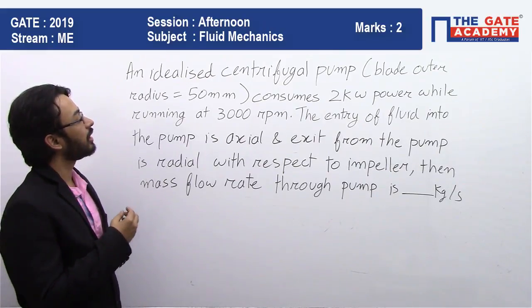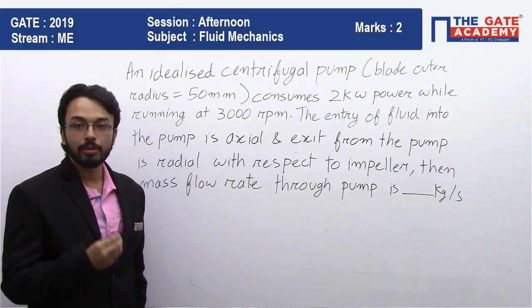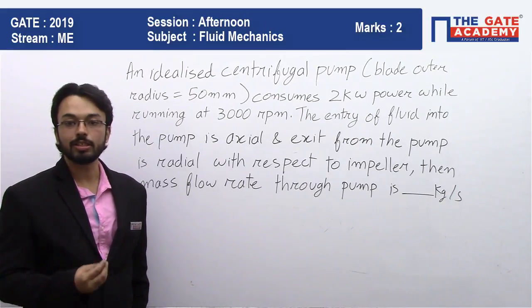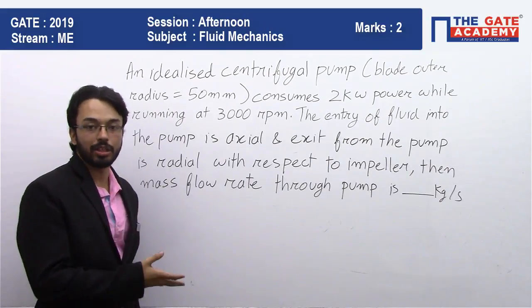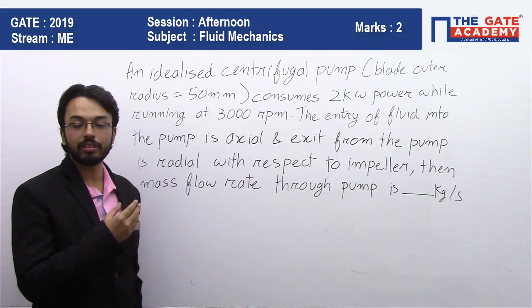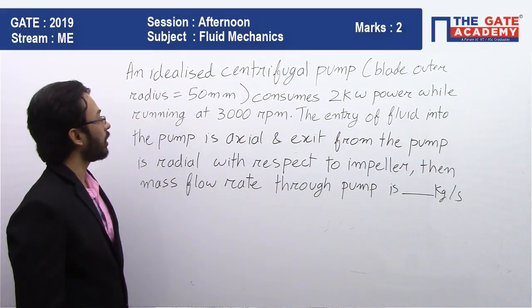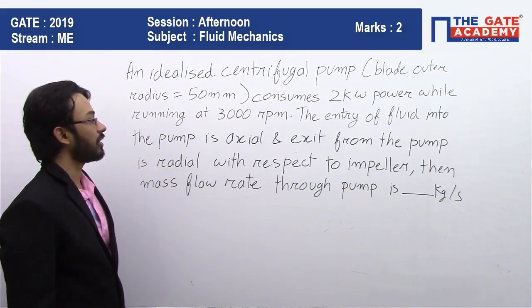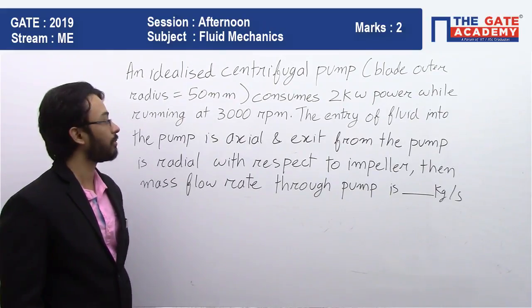Now the question is, it consumes 2 kilowatt power. As we know, turbines produce power, whereas a centrifugal pump will consume power. The pumps consume power and turbines produce power. It consumes 2 kilowatt power while running at 3000 rpm. They have given the rotational speed, that is 3000 rotations per minute.